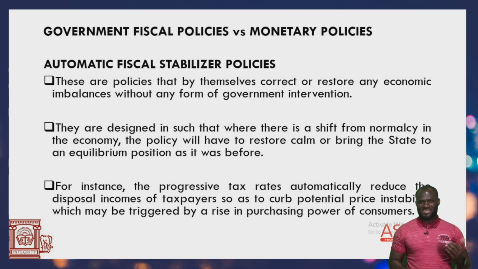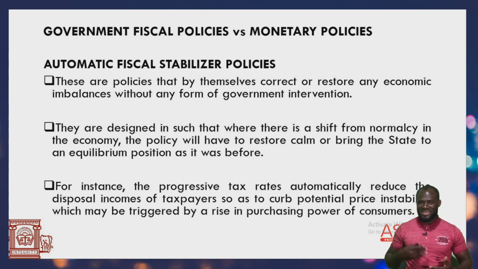Now, automatic fiscal stabilization policy simply means policies that by themselves correct or restore any economic imbalance without any form of government intervention. Or in most cases, government may not have to intervene. Now, what that simply means is that the fiscal policies are policies to generate revenues and also to spend these revenues.